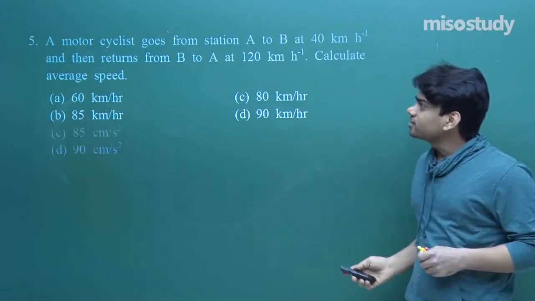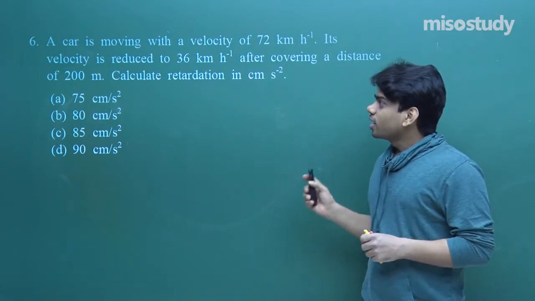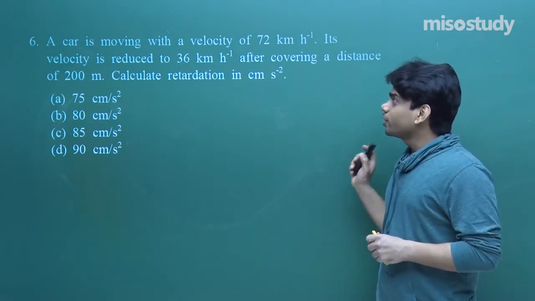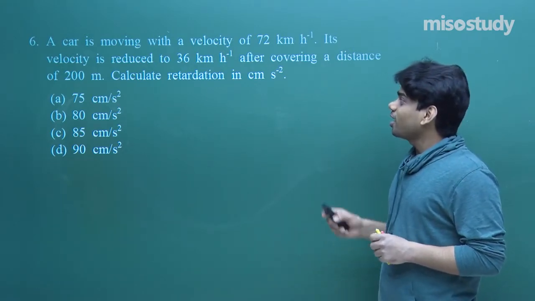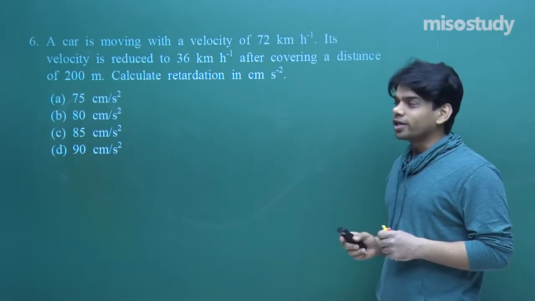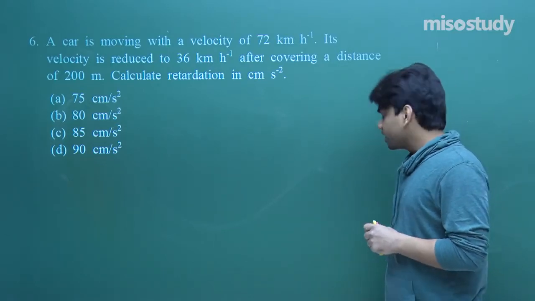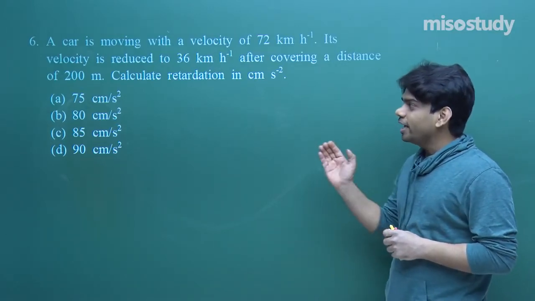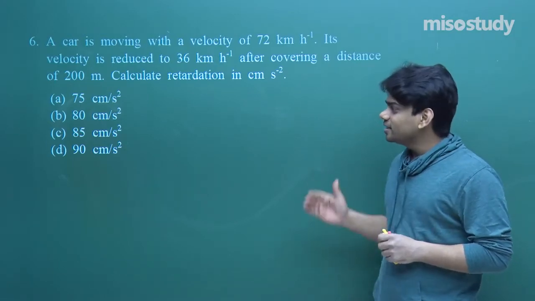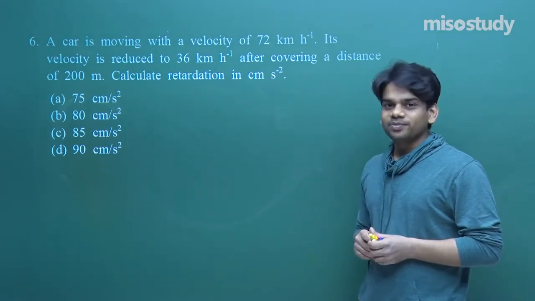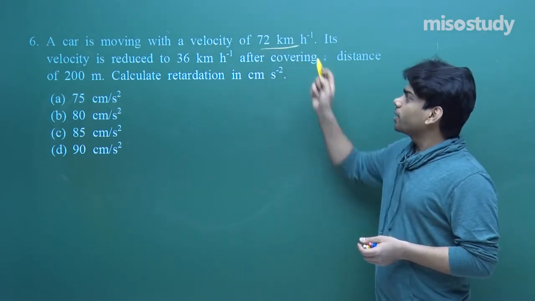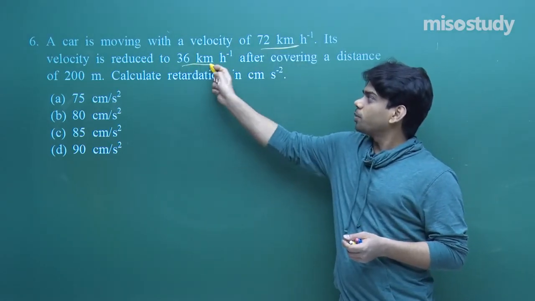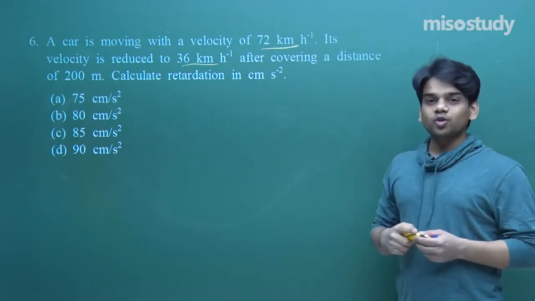Next problem of the class, 6-1. A car is moving with a velocity of 72 km per hour. Its velocity is reduced to 36 km per hour after covering a distance of 200 meter. Calculate retardation in centimeter per square second. A 75, B 80, C 85, D 90. Let's check what is the retardation. Initial speed is 72 km per hour, final speed is 36 km per hour, and distance traveled is 200 meter.